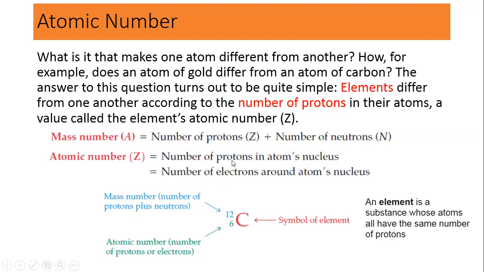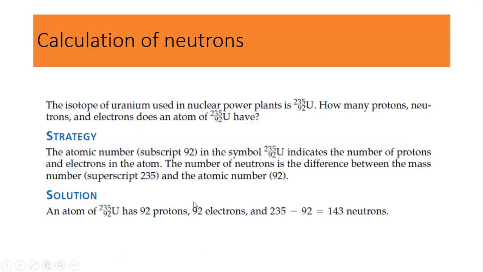And of course, the number of electrons present in the atom is the same as the number of protons, because the net charge on the element is zero. Protons carry the positive charge, electrons carry the negative charge, so the number of protons must be equal to the number of electrons. In this slide we have just discussed the representation of the element, atomic number, and mass number.